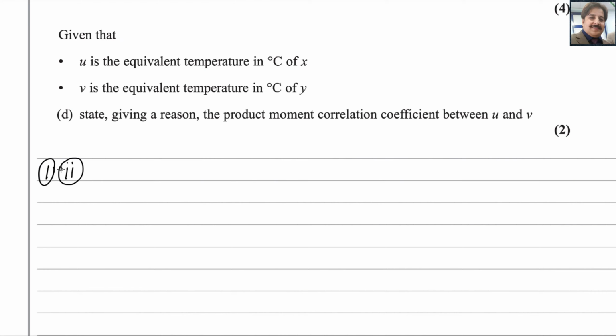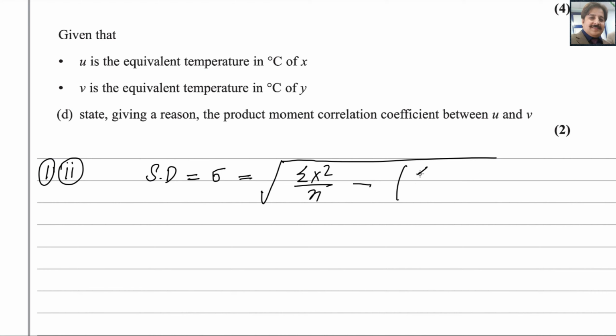The standard deviation formula is, you have to memorize this formula. Standard deviation is represented by sigma. We can write it like this: the square root of sum of x squared divided by n, minus sum of x divided by n, whole squared. This is the formula, you have to memorize it.